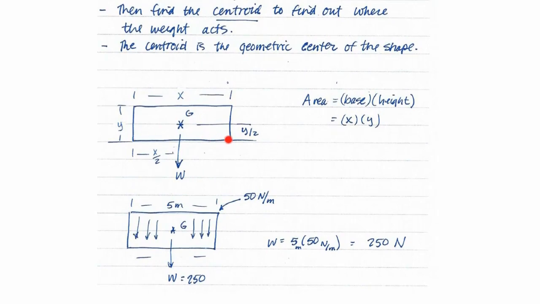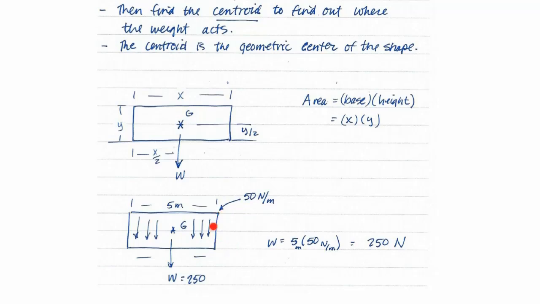So if you know what the base is and the height, we know that the area is base times height. The centroid of that will be acting straight through that. For example, let's say that we have a distributed force in our book. We'll say that it is 50 newtons per meter. If it's 5 meters long, well, 50 newtons per meter will be represented as the height.